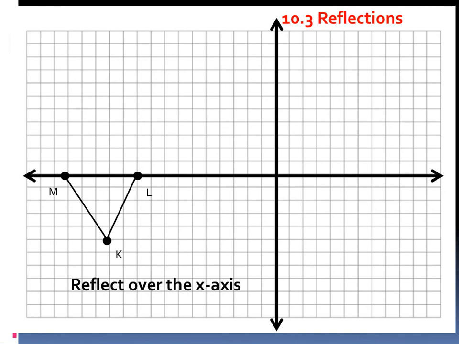Okay, here is triangle KLM, and now we want to reflect it over the x-axis. If you notice, M and L are both right on the x-axis, which means they're not going to move at all. The only point that we need to flip would be the K. So 1, 2, 3, 4, 5 away. 1, 2, 3, 4, 5 away. So that's going to be K prime. And then really carefully connect. And there's your reflected triangle.